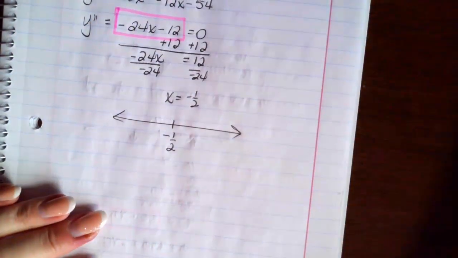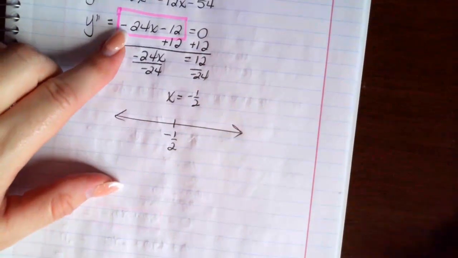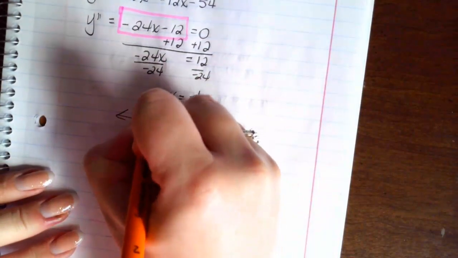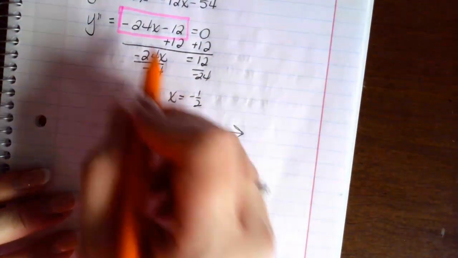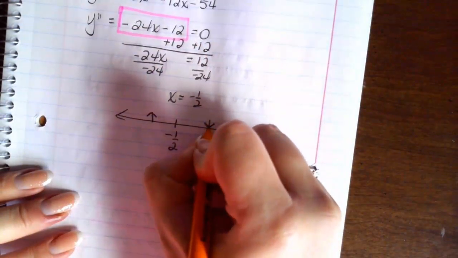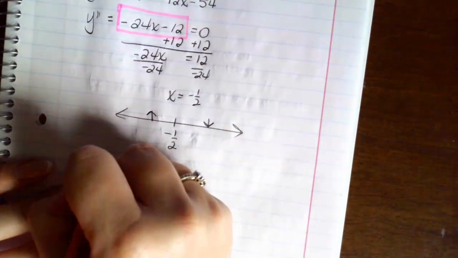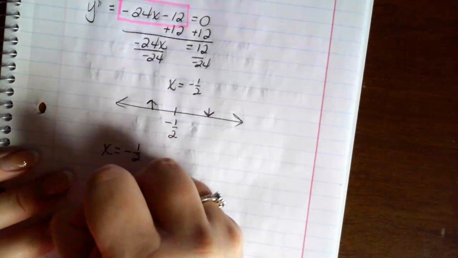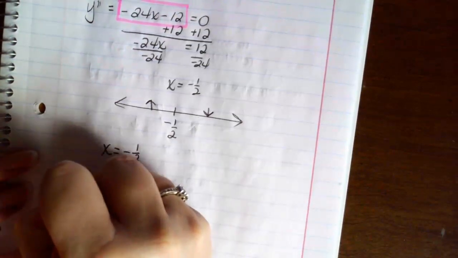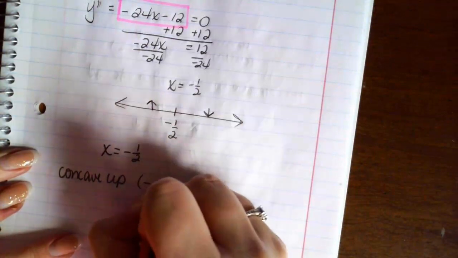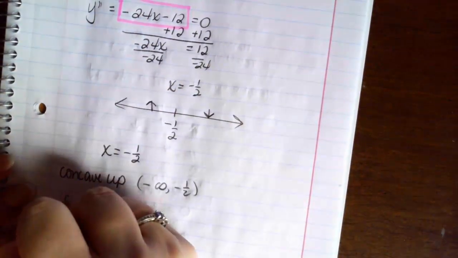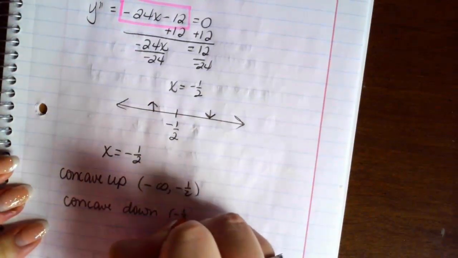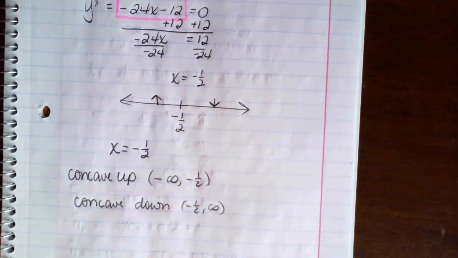I am going to grab negative 1. So negative 24 times negative 1 is 24, minus 12 is positive. And then grab 0. 0 minus 12 is negative. So I have an inflection point at x equals negative 1/2. And then it's concave up from negative infinity to negative 1/2, and concave down from negative 1/2 to positive infinity.